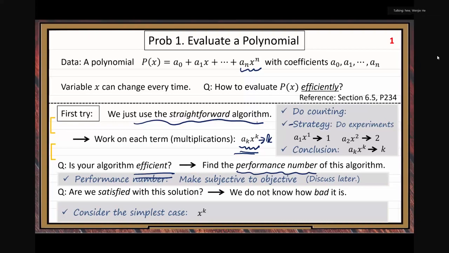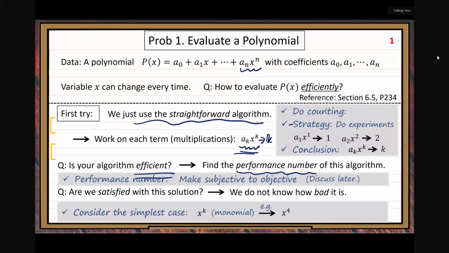You do not count that coefficient multiplication. In our previous case, we needed to multiply the coefficient number, right? So we needed one more. Here the coefficient is 1, so you don't need that. So the answer is k minus 1. Very good. All right.